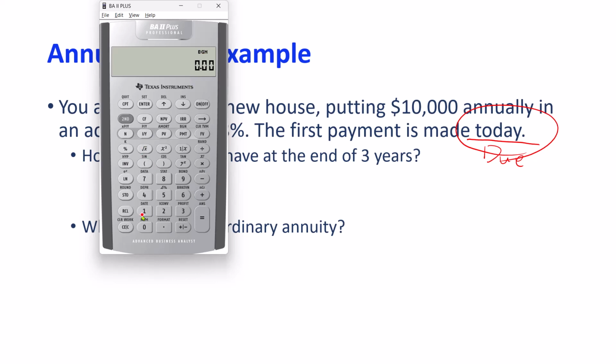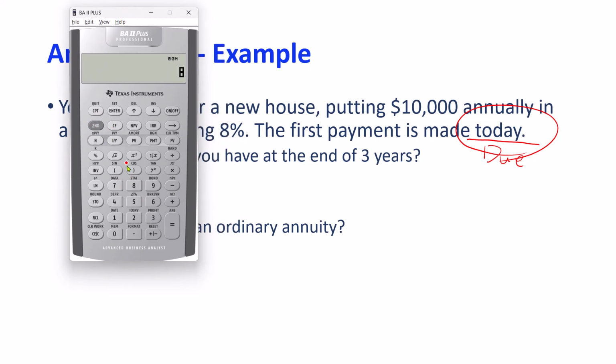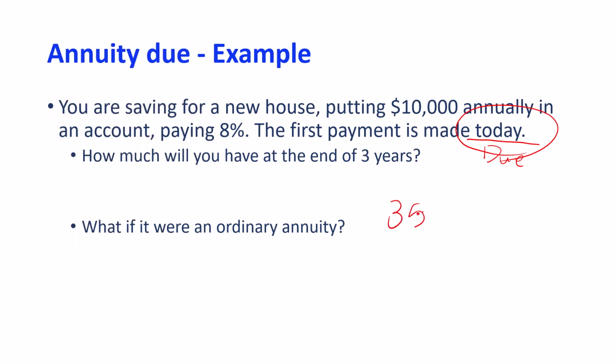Now let's go ahead and enter the numbers. So you're going to put down $10,000 each year for 3 years. And then the rate is 8%. And then you can compute the future value. So the future value of the series of $10,000 that you put down in the account is going to be $35,061. So this is for the annuity due case.